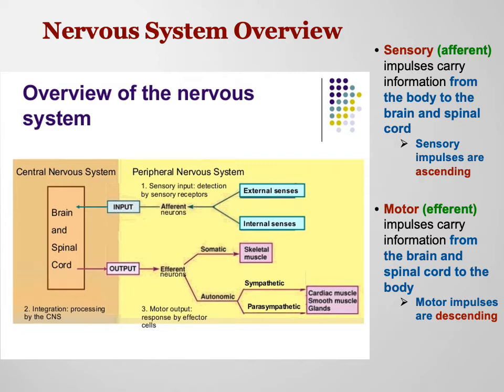The nerves that go out to your arm, when you want to move your arm, that impulse starts in your brain. So it has to go down the spinal cord and then out to your arm. So that's a descending impulse, all right? Sensory, afferent, ascending. Motor, efferent, descending.